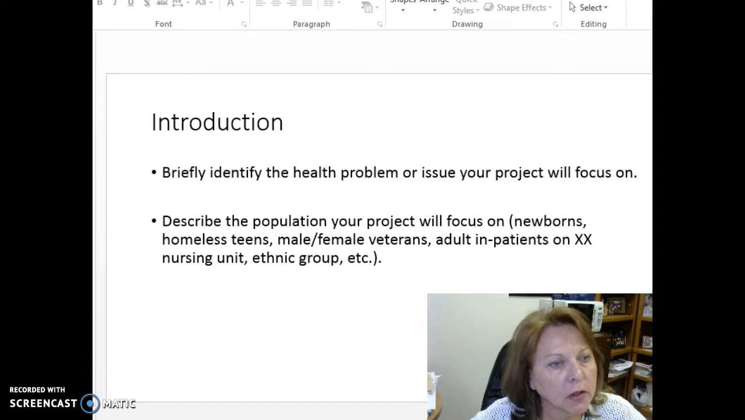So in your introduction, you're going to briefly identify the health problem or issue that your project is going to focus on, and you're going to briefly describe the population that your project is going to focus on. Again, an introduction sets the stage for the remainder of your paper and helps orient the reader to what they're going to learn more about as they read through your paper.